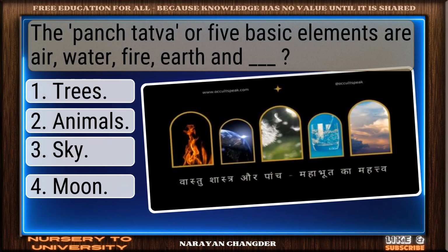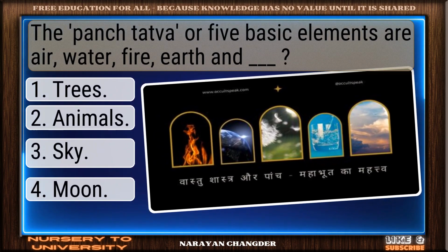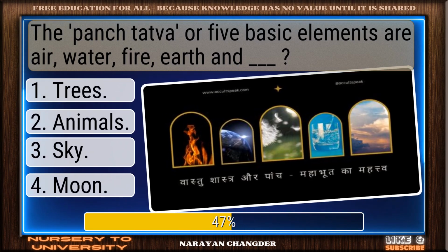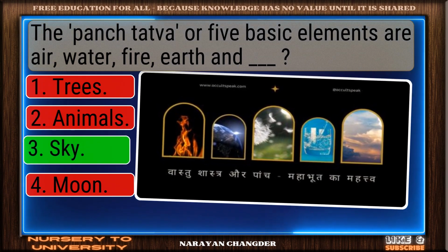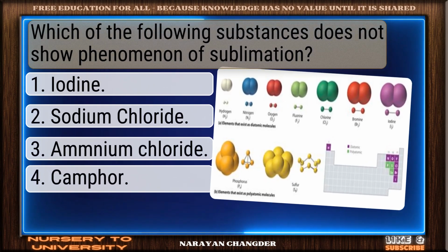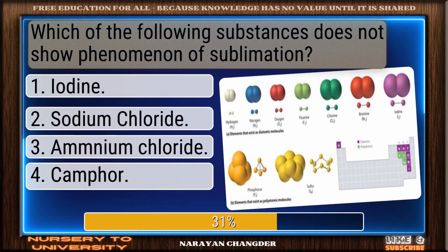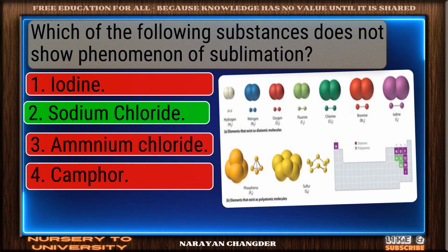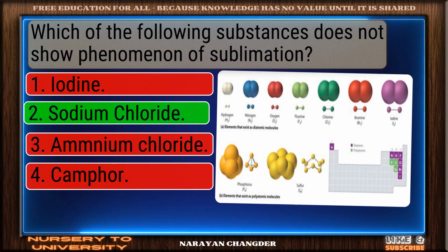Question number 21. The Panch Tattva, or 5 basic elements, are air, water, fire, earth, and dash. Good thinking. Sky is the right answer. Question number 22. Which of the following substances does not show the phenomenon of sublimation? Excellent choice. Sodium chloride is the right answer.